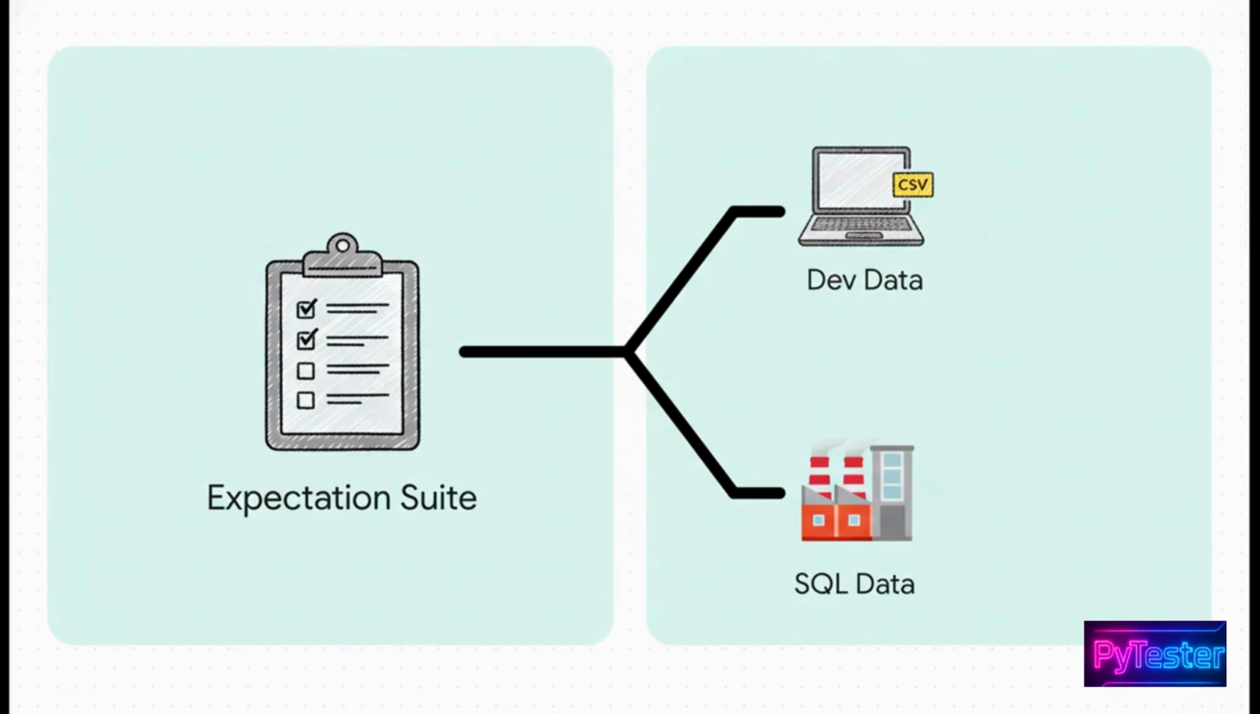The other powerhouse concept here is decoupling. Because our expectation suite is totally separate from our data definition, we can reuse it everywhere. We can write our rules just one time and then point that same suite at a little local CSV file while we're developing, and then turn around and point it at a massive production SQL table. The rules don't change, only the data source does. How cool is that?